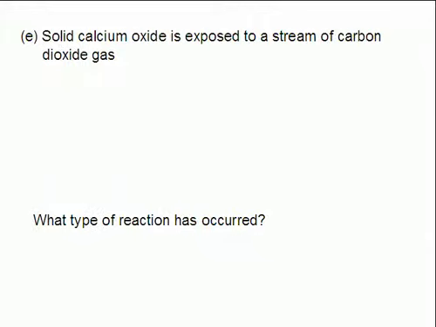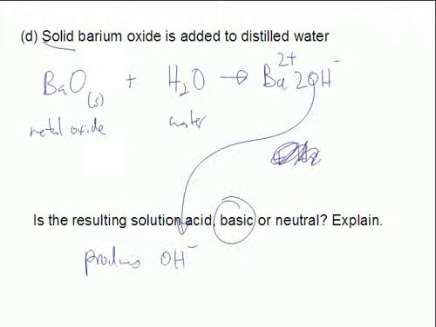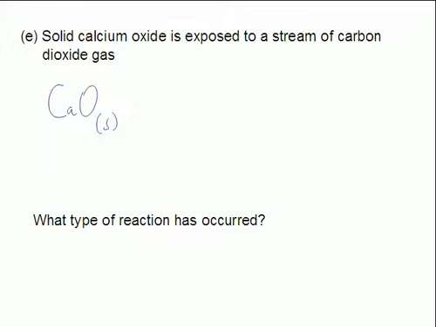Solid calcium oxide is exposed to a stream of carbon dioxide gas. Again, on that previous one, I forgot to mention, guys, you are going to go to the cheat sheet in this reaction because you do not see any ions. Okay, let's go back. Solid calcium oxide is exposed to a stream of carbon dioxide gas. We do not see any ions in this reaction either, so we're going to go to the cheat sheet.